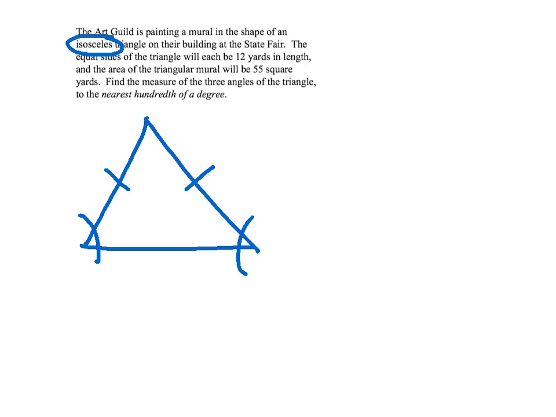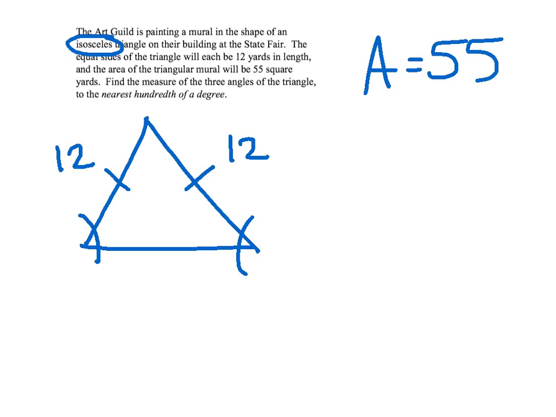The equal sides of the triangle will each be 12. And the area will be 55. So again, they're giving you the area. Find the measure of the 3 angles of the triangle to the nearest hundredth of a degree. So not only does it want just one, it wants all 3 of them.